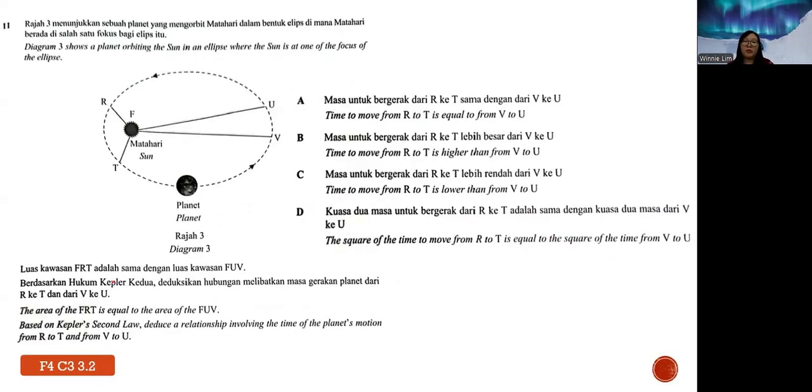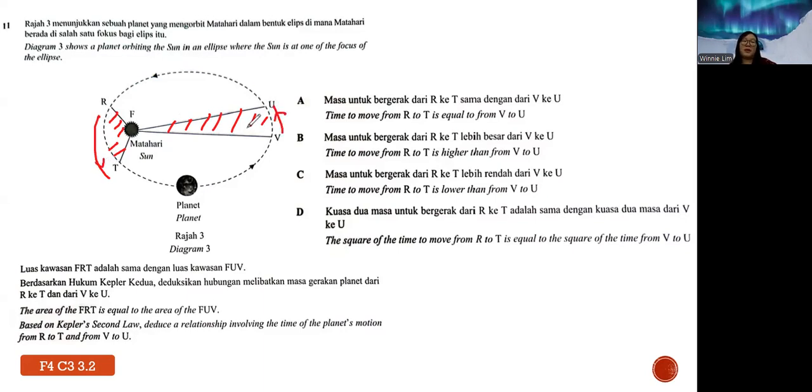11. Diagram 3 shows a planet orbiting the sun in an ellipse, where the sun is at one of the foci of the ellipse. The area of the part FRT here is equal to the area of FUV. So based on Kepler's second law, what is the relationship involving the time of the planet's motion from R to T, and from V to U?